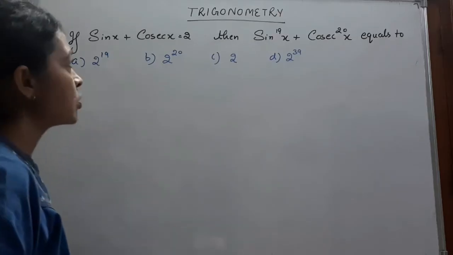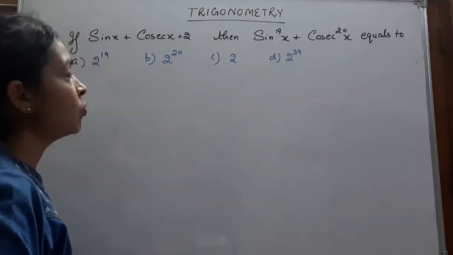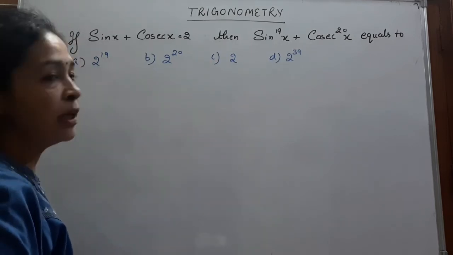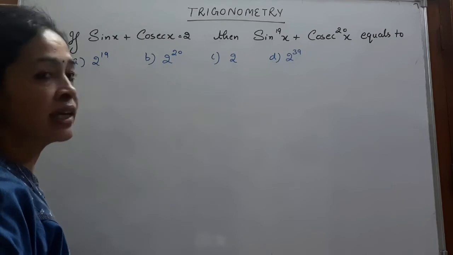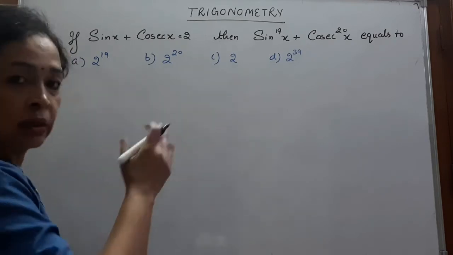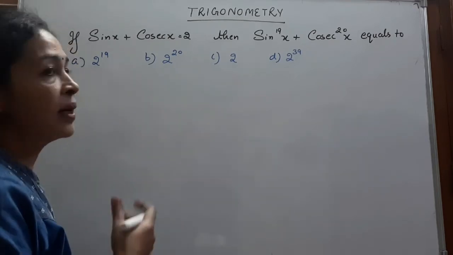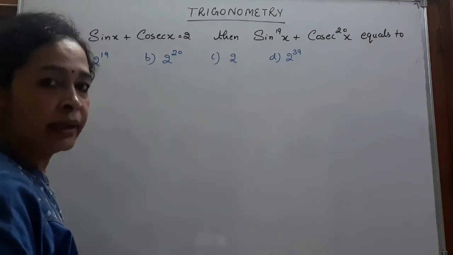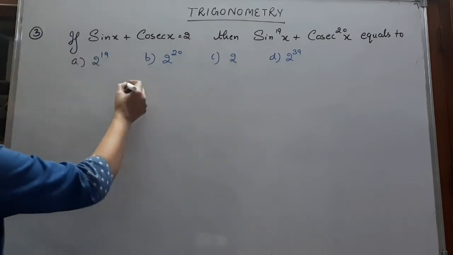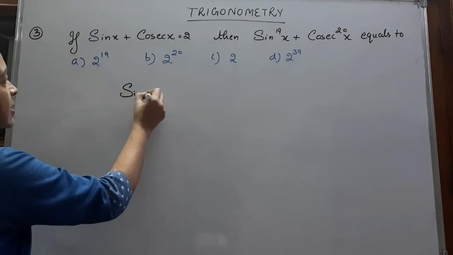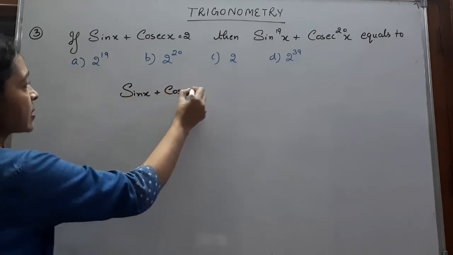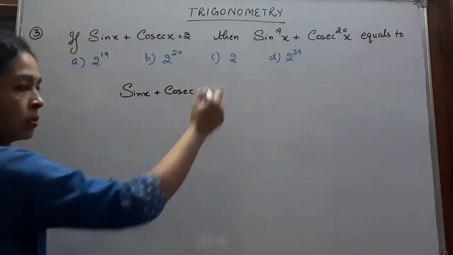If sin x plus cosec x is equals to 2, we have to find the value of sin to the power 19x plus cosec to the power 20x. We don't know the formula for sin to the power 19 or cosec to the power 20. What will we do? What is given? Sin x plus cosec x is equals to 2.